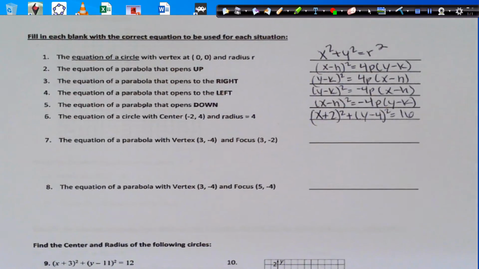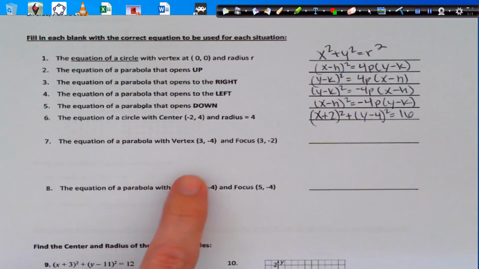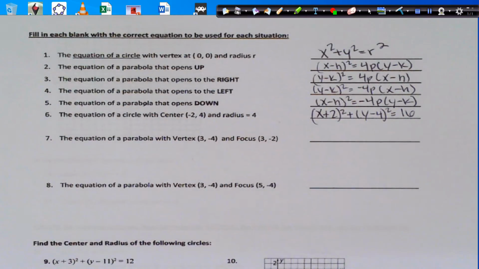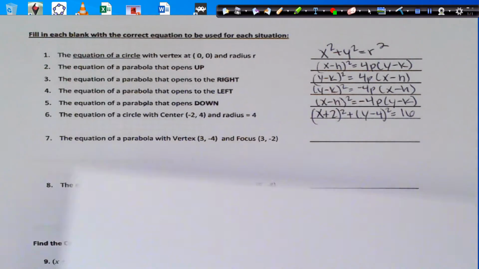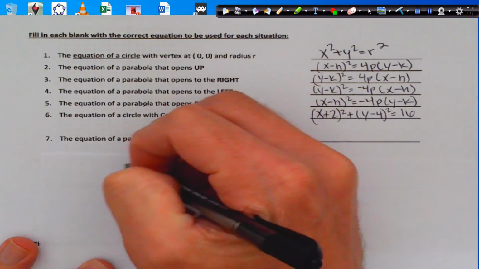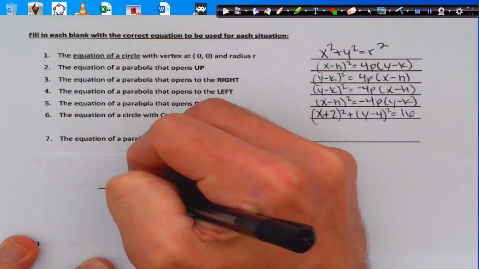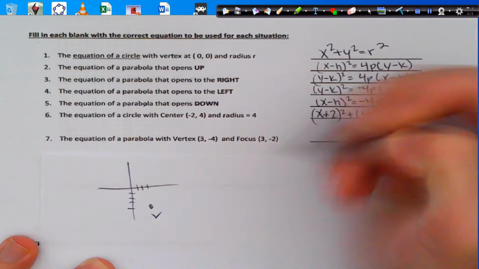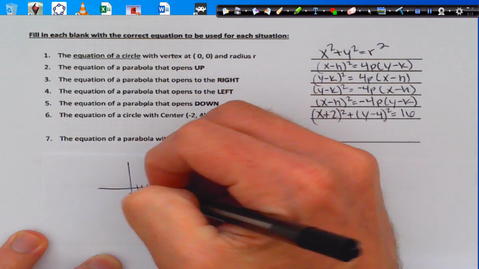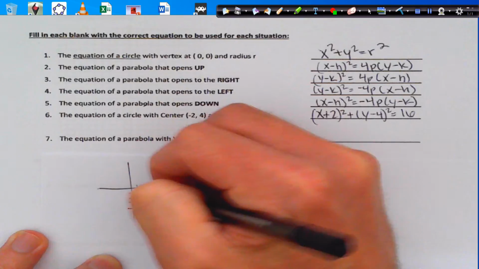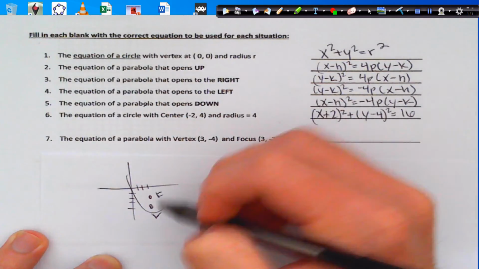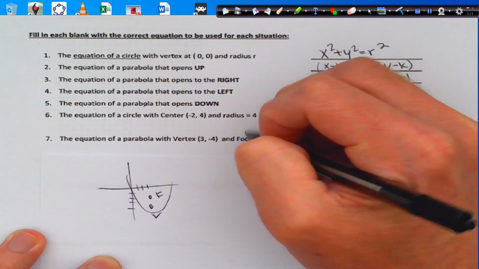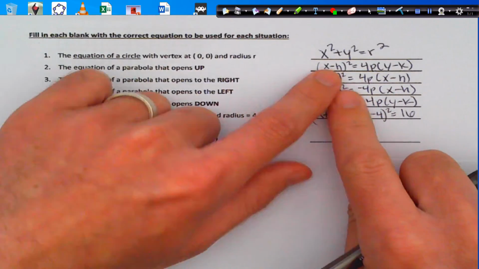Equation of a parabola. Okay, so I don't know if it's going up, down, left, or right, so we have 4 different equations. So 4 different ways this could happen. So I need to graph these real quick and figure out which way it is going. So I got vertex at 1, 2, 3, and then 1, 2, 3, 4. So there's my vertex, and the focus is at 3, negative 2. So that means this thing must be going up. So I want to go up. So I'm going to use this equation up at the top.